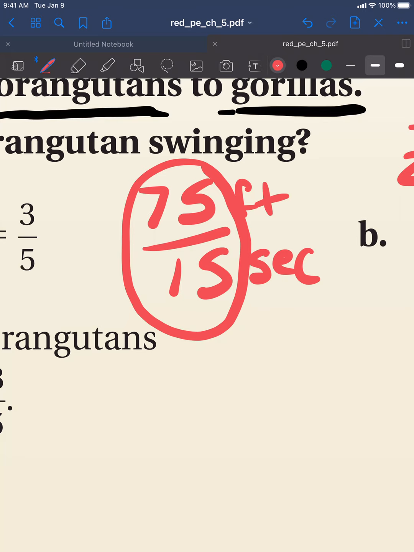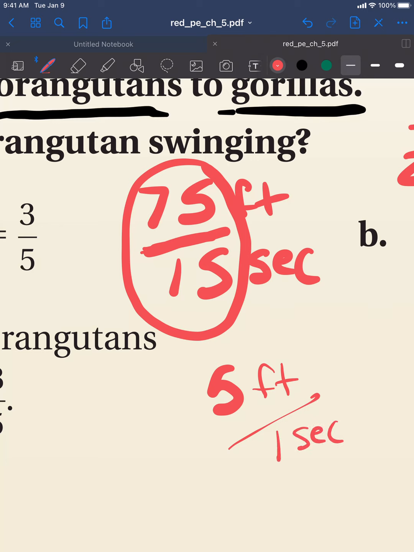How do I get unit rates? Good, I just straight down divide, right? What is 75 divided by 15? 5. Anushka, yes? Okay. When I take 75 and I divide it by 15, I got 5. What is that? 5 what? 5 feet per second. Feet per 1 second.